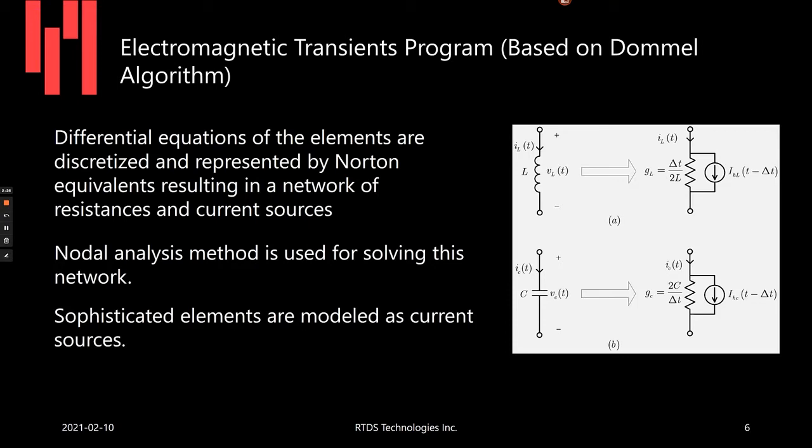The underlying solution algorithm for RTDS is based on the Dommel algorithm, which is used in other electromagnetic transient programs as well. In this method, differential equations of elements are discretized and represented by Norton equivalents, resulting in a network of resistances and current sources. Nodal analysis then is used for solving the network. Sometimes sophisticated elements are modeled as current sources only.